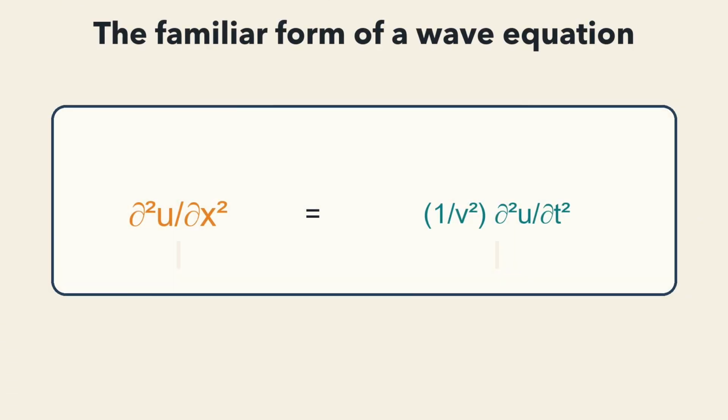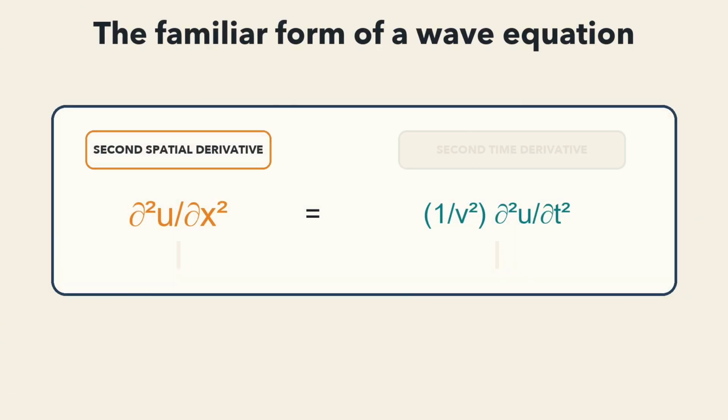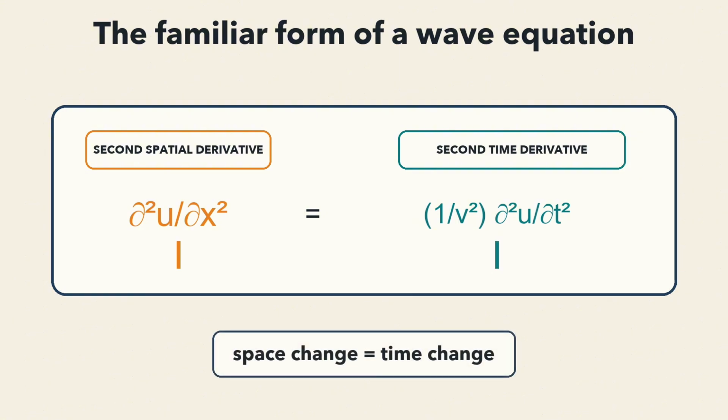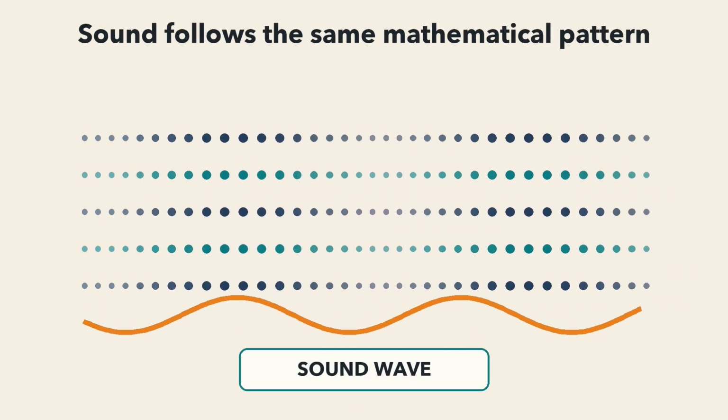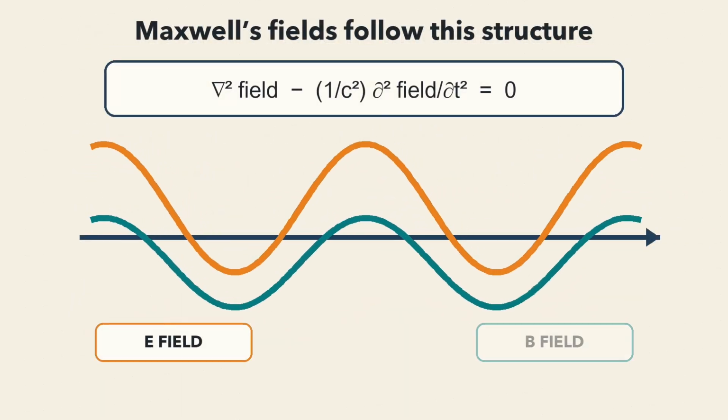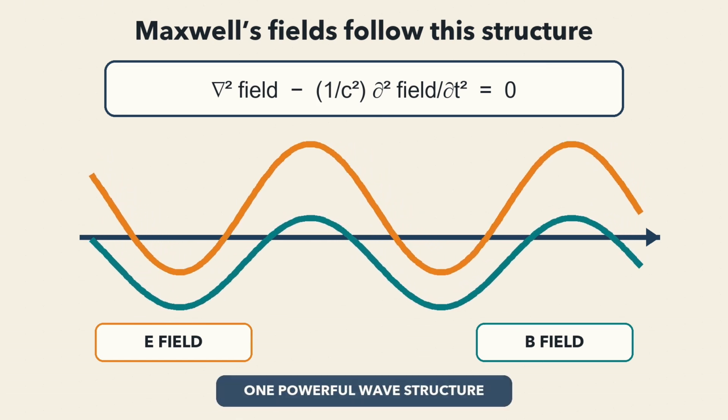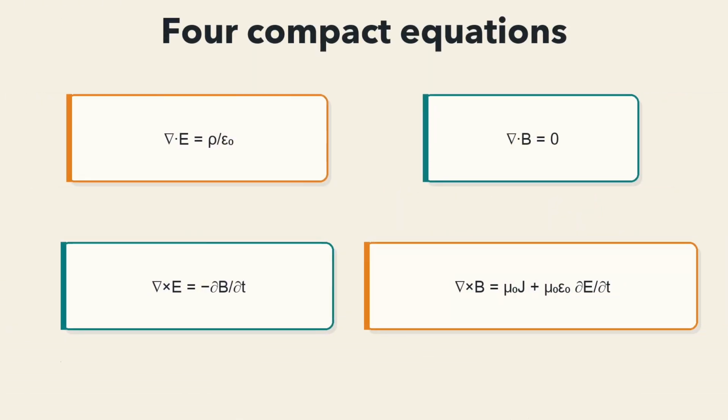The wave equation has a familiar mathematical form. The second spatial derivative is connected to the second time derivative. This same pattern appears in vibrating strings, sound waves, and many other systems. Maxwell showed that electric and magnetic fields follow this powerful mathematical structure. That is the deeper achievement of Maxwell's work.